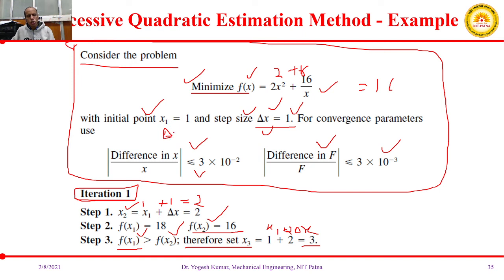Normally it is given. Otherwise, you can choose. You can start from 0 also if it is not given. If it is not given, you choose x1 equal to 0 and say delta x equal to 1.